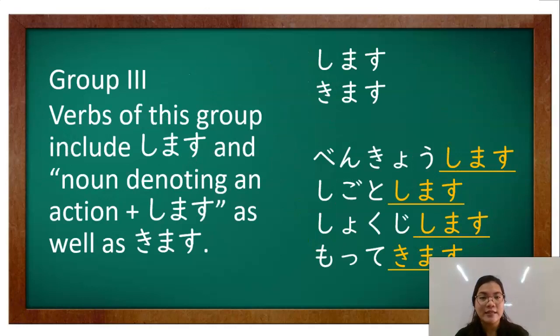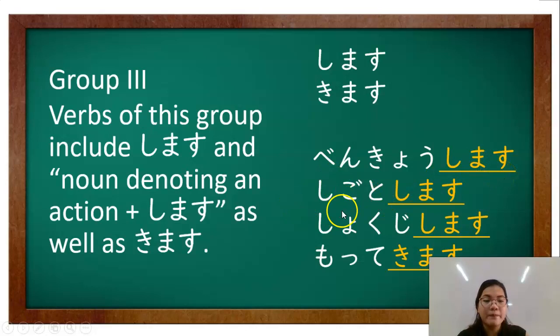And last, the third group is verbs of this group include shimasu and nouns denoting an action plus shimasu, as well as kimasu. So there are only 2 verbs here, shimasu and kimasu. You can put shimasu to the noun denoting an action, just like sports or work. For example, benkyo shimasu. Benkyo is study. To make it a verb, you just add shimasu. So that makes benkyo shimasu.